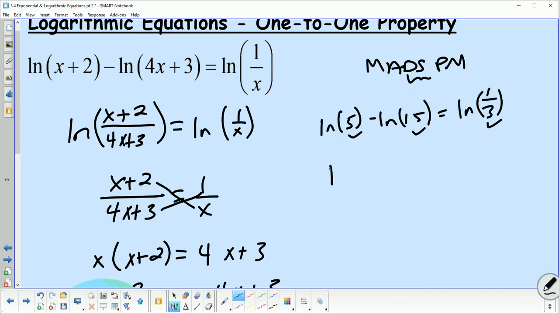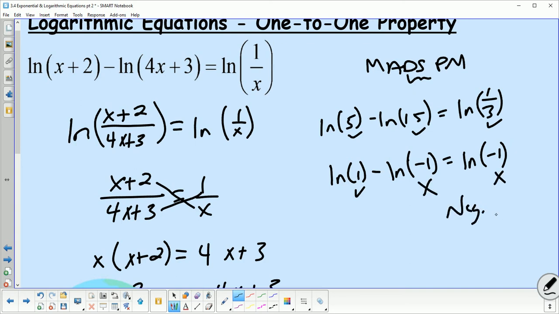If I plug in negative 1, though, I'm going to get the natural log of 1. That's okay. Minus, here's where we get a problem. The natural log, if I plug negative 1 in here, I'd end up with the log of a negative number, which we can't do. So that tells us that negative 1 is not actually a solution, and the only solution to this equation is x equals 3.